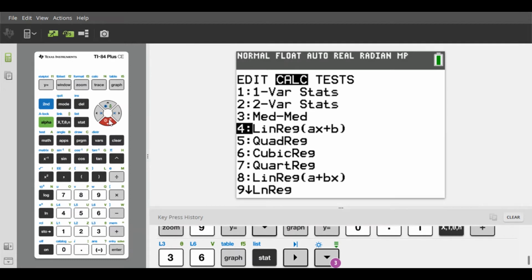LinReg gives you the form AX plus B. They do have another option for linear regression, number 8, which gives you the form A plus BX. It's essentially the same thing. I like to do number 4 because it puts it in a very standard slope-intercept form. That's typically the one I stick with.